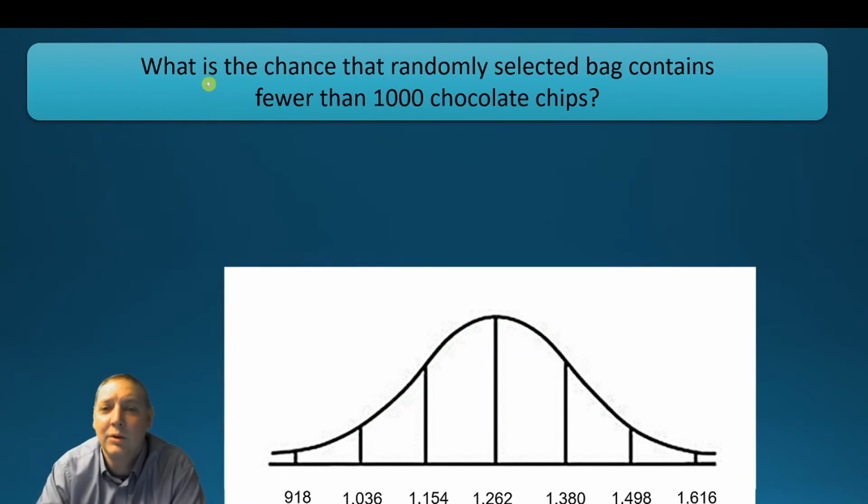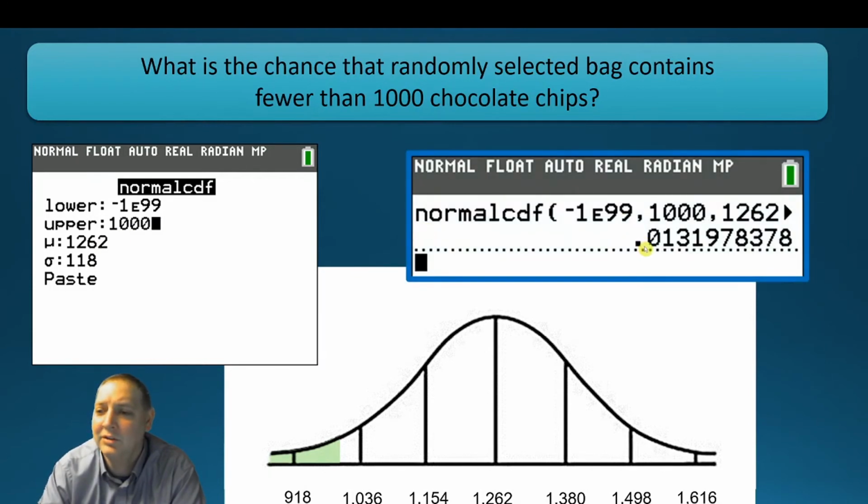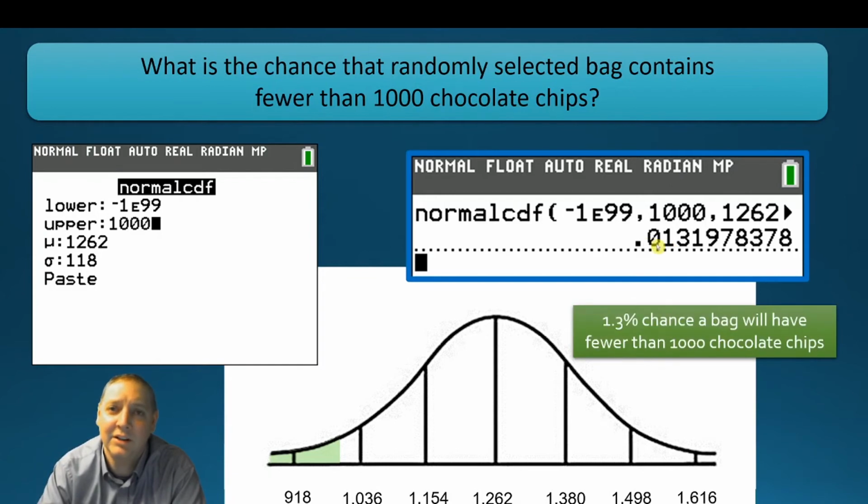Next problem. What is the chance that a randomly selected bag contains fewer than 1,000 chocolate chips? So we have our normal curve. Here's the 1,000 mark, and fewer would be to the left of it, so we need to shade in this little region down here. And so to calculate that probability, we grab our normal CDF function again, plug in the negative infinity. I'm using the 1E99. Our upper bound is the 1,000 chips, and everything else stays the same. And so we see we get our calculation, and it's a very small chance. So it looks like we have a 1.3% chance of getting a bag that would have fewer than 1,000 chocolate chips in it.